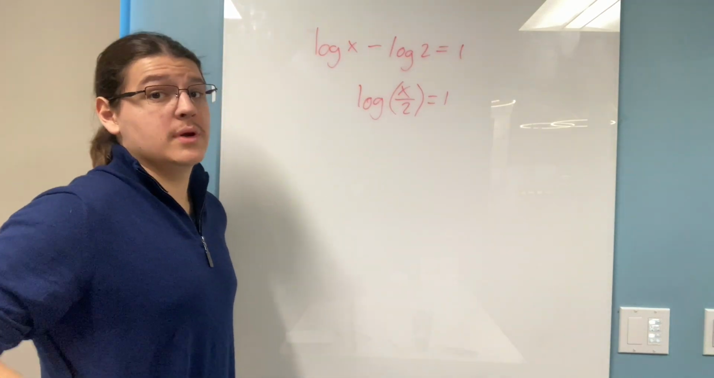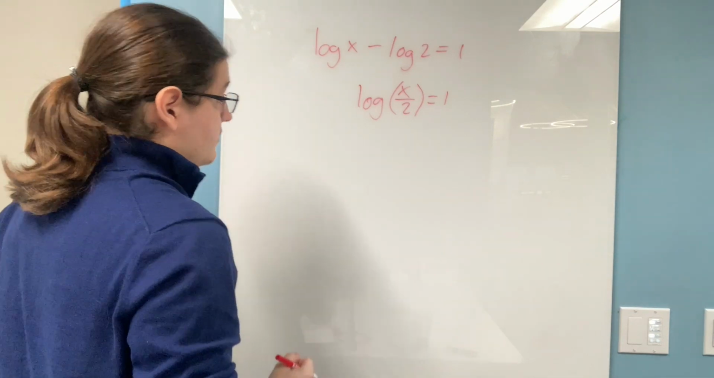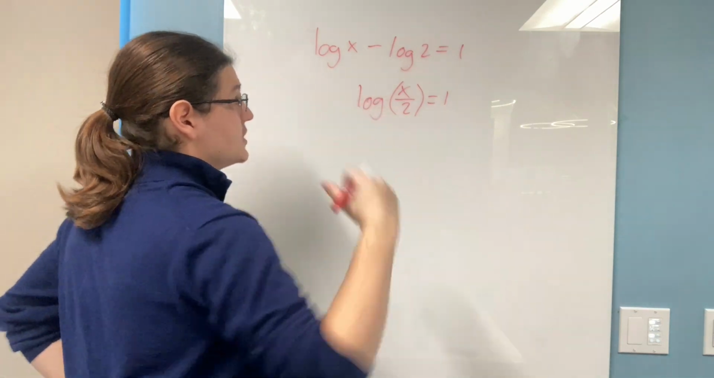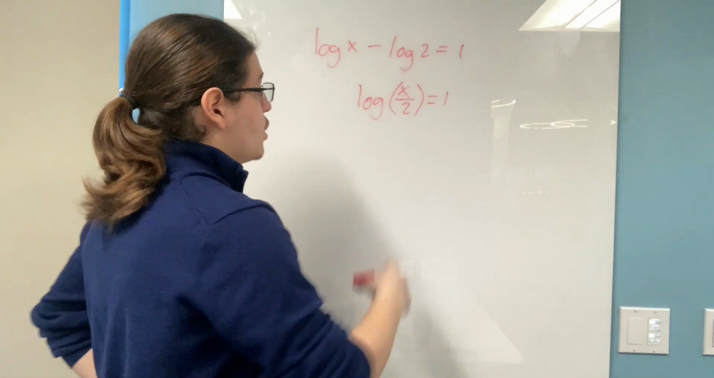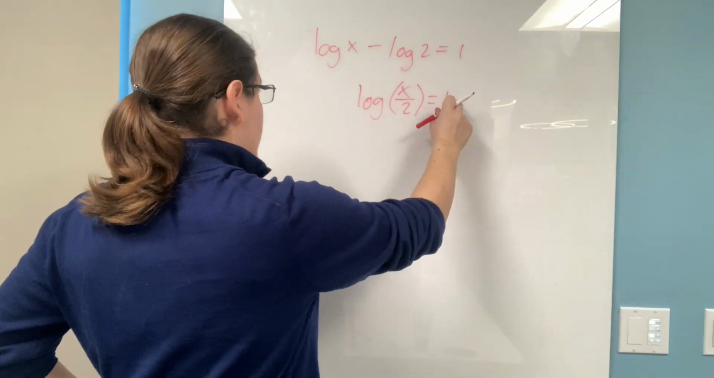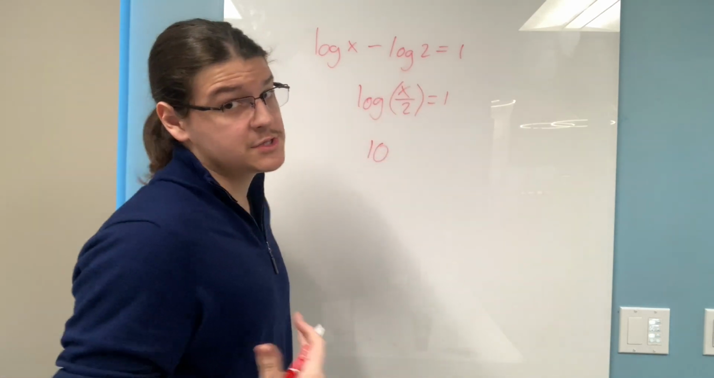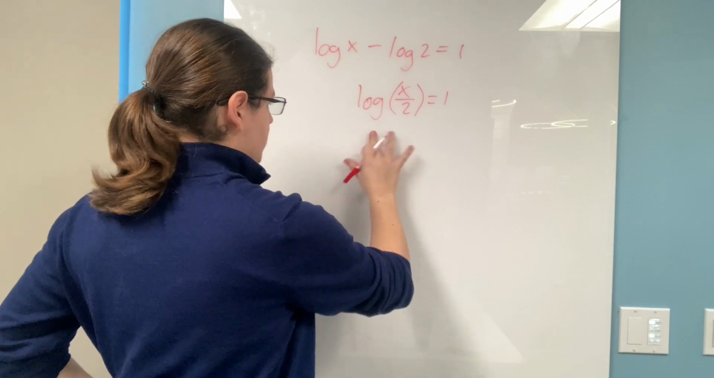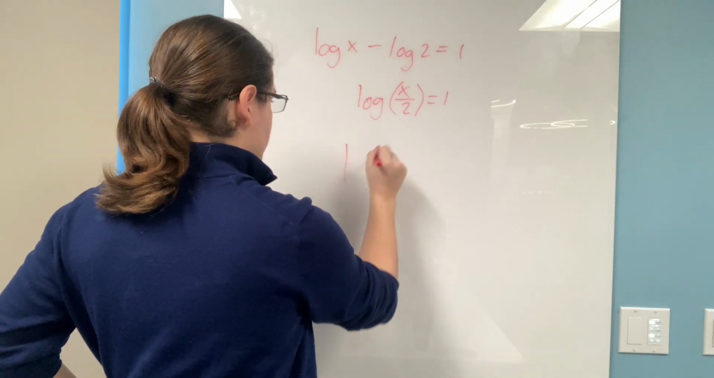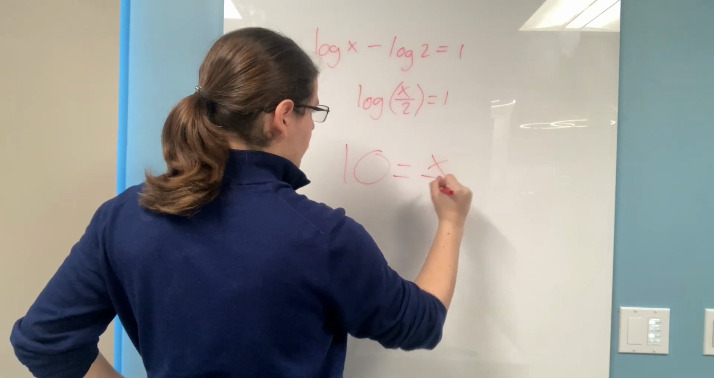Now, we can rewrite this into a regular exponential expression. So log, this is the common log, so we know that this is really log base 10. So 10 to the first power is equal to x over 2. 10 to the first power is just 10. So we have 10 is equal to x over 2.